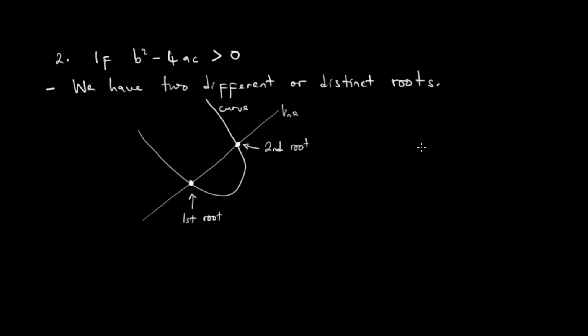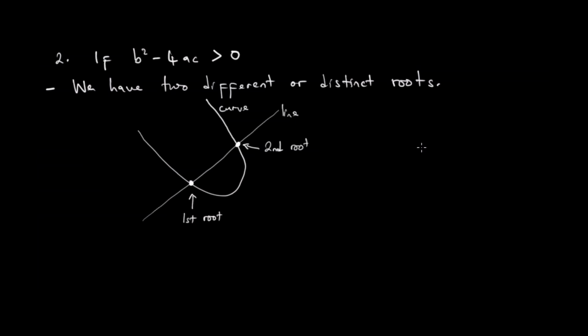This is the situation we often met when solving quadratic equations. We would get two different answers, x is equal to 1 or x is equal to minus 3, x is equal to 8 or x is equal to minus 2, x is equal to 2 or x is equal to 5, etc. This means we have two distinct different roots, and graphically our curve and the line intersect at two different points of intersection.